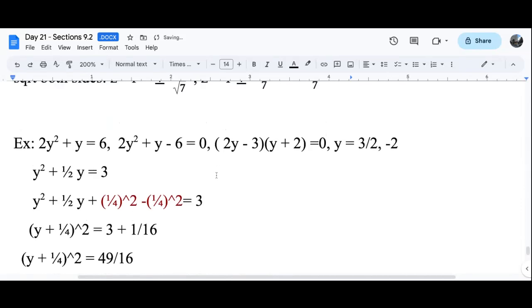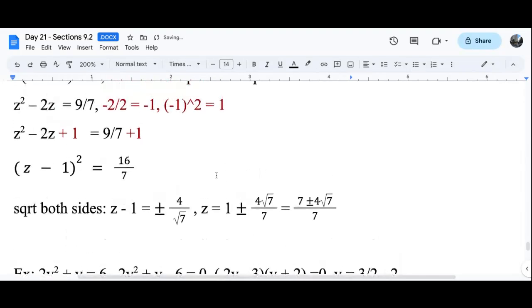Confused with the last step. Okay. This step is this one or this one?